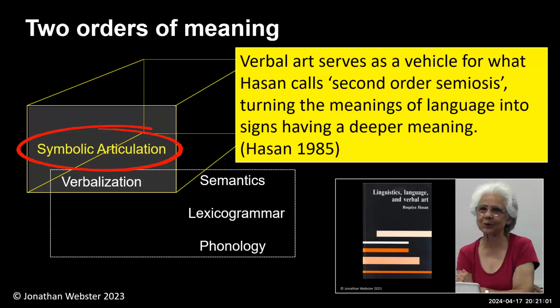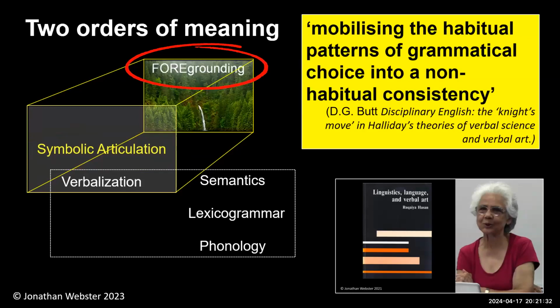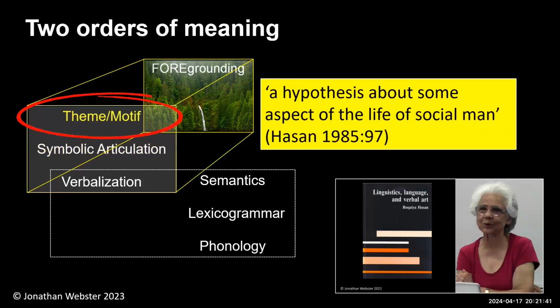What are you actually saying? How you articulate symbols. How you articulate a metaphor. And how do you do it? By mobilizing the habitual patterns of grammatical choice in a non-habitual consistency. Whether it was the there are, there is, there are in Murder on the Orient Express. Creating a background against which to foreground. Deviating from that pattern that's been created. And the whole purpose of it is to create some meaning.